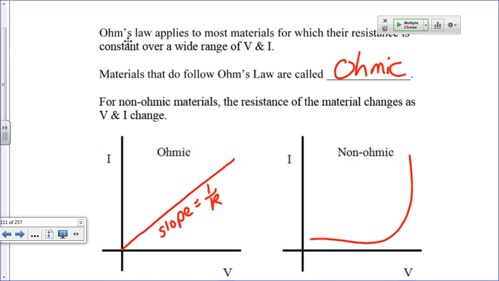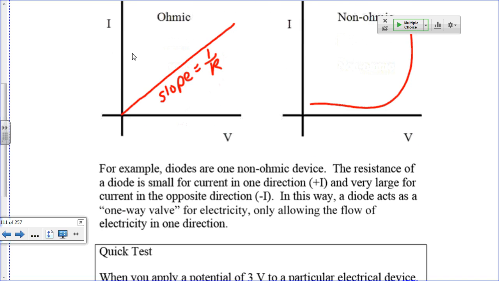So, for example, diodes are a type of non-ohmic device, and the resistance in a diode will change. If the current is flowing in one direction, then the resistance is just whatever it is. But if it tries to flow in the opposite direction, so if it has a negative current, then the resistance will go way up.